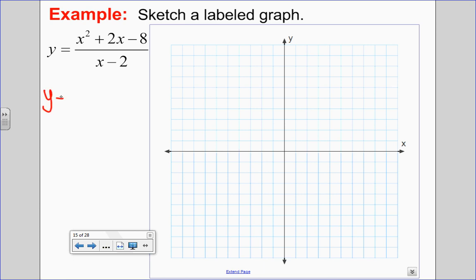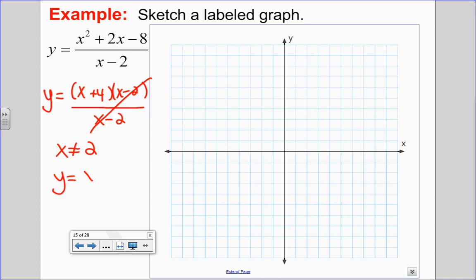So the very first thing that I do is I just factor my numerator and, if possible, my denominator. So I have x plus 4 times x minus 2 all over x minus 2. Now I know that x can't be positive 2, because if it was, I would be dividing by 0. State your restrictions before you simplify. Cancel those out, and I'm left with x plus 4. So x plus 4 is a linear function. It has a y-intercept at positive 4, an x-intercept at negative 4.